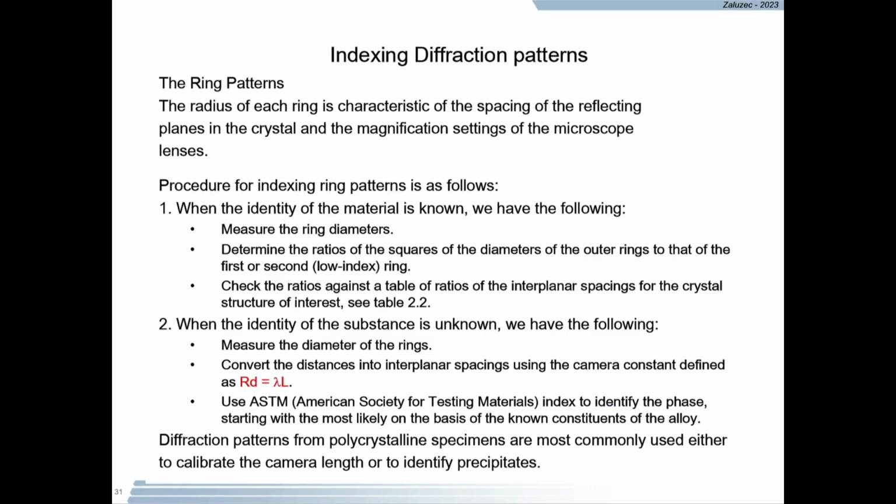Okay, what's nice about these? Well, the ring pattern is characteristic of the planes of the crystal. Very importantly, it's calibrated for the camera length you used. Most microscopes will allow you to change camera lengths, so you can make it bigger or smaller. You need to calibrate all of those.